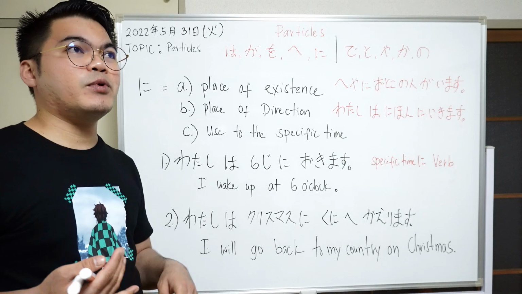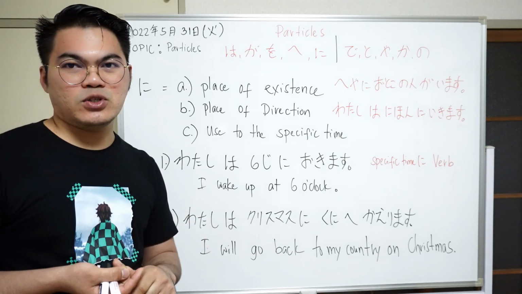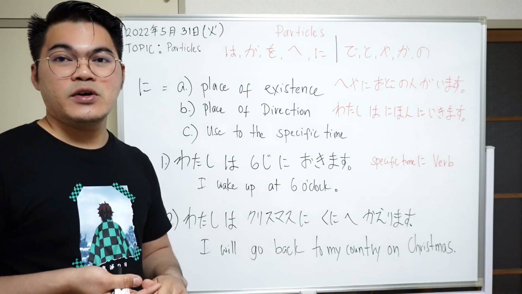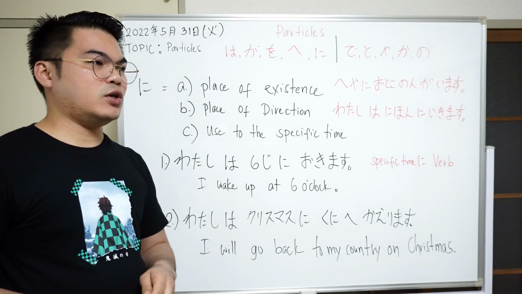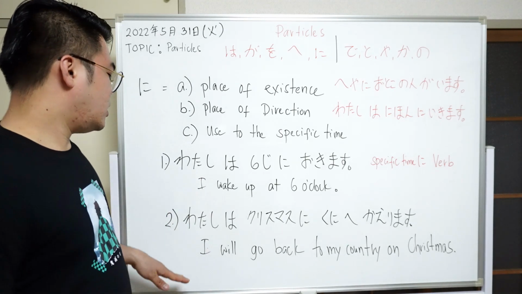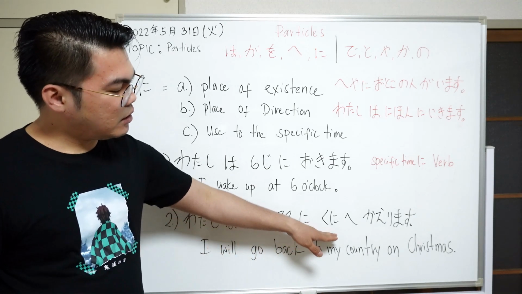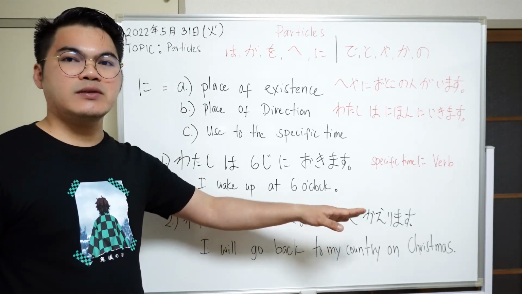For example, Valentine's Day, or Shogatsu, which means New Year. So you can also use particle ni if you want to express when the action happened. So watashi wa Christmas ni kuni e kaerimasu. I will go back to my country on Christmas.